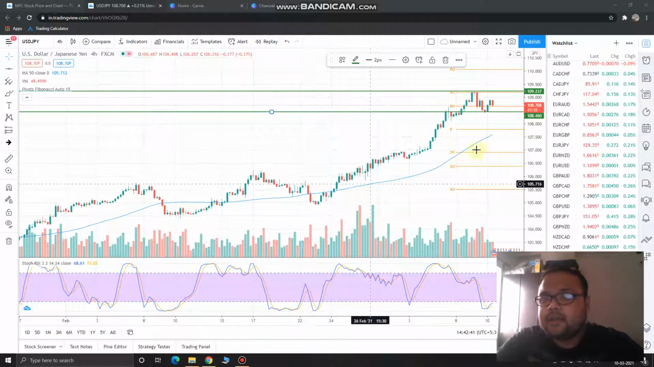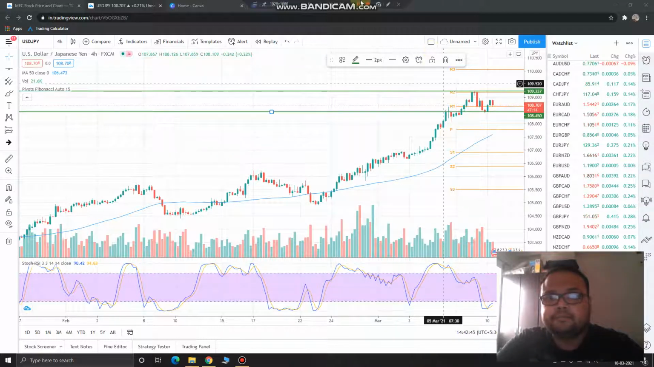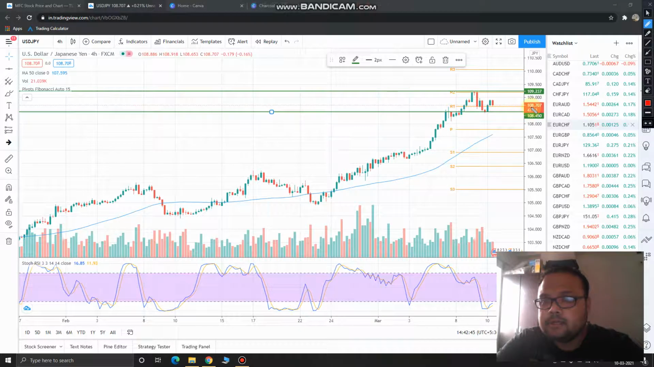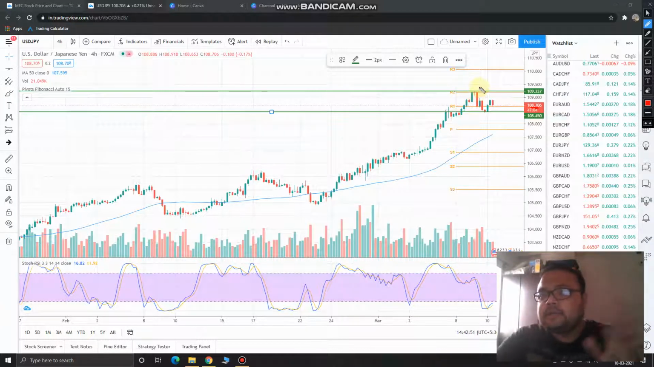So we can see that right now the market is trading at 108.70. This is the current market price. Okay. And there was no doubt that market was in a beautiful uptrend, and after that market is kind of in a correction phase. Okay, so you can see I have also drawn two lines on the chart. The first is 109.23 on the upside and 108.45 on the downside.